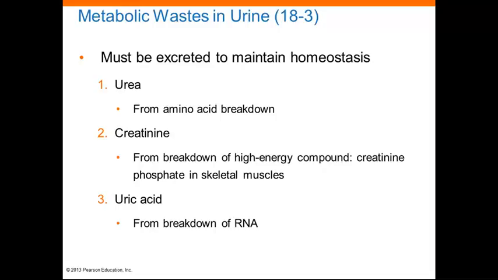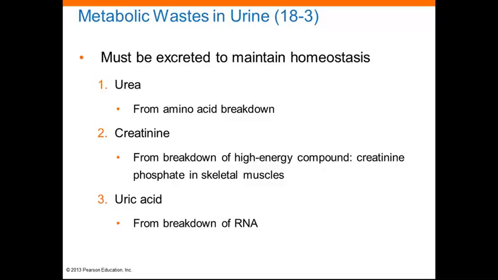So the primary purpose of urine production is to maintain homeostasis by regulating the volume and composition of the blood. This process involves the excretion of dissolved solutes, especially urea, which we create from amino acid breakdown, creatinine, which comes from the breakdown of high-energy compounds creatine phosphate, which happens in the skeletal muscles, and we also have to excrete dissolved uric acid, which we get from the breakdown of RNA.